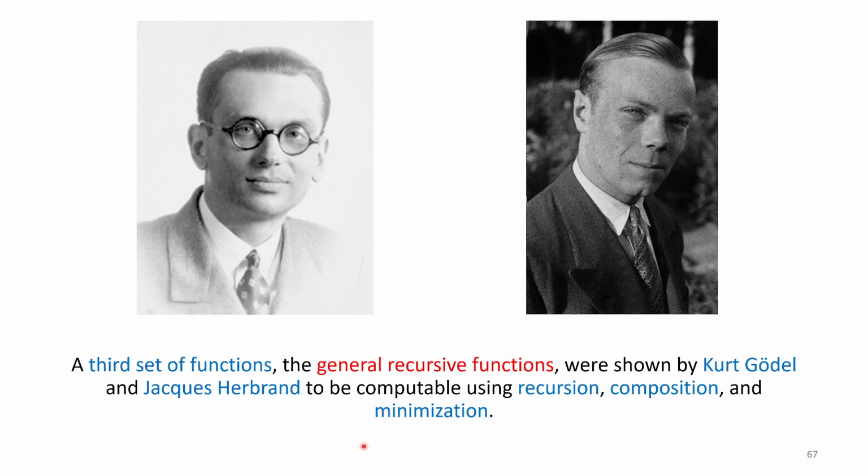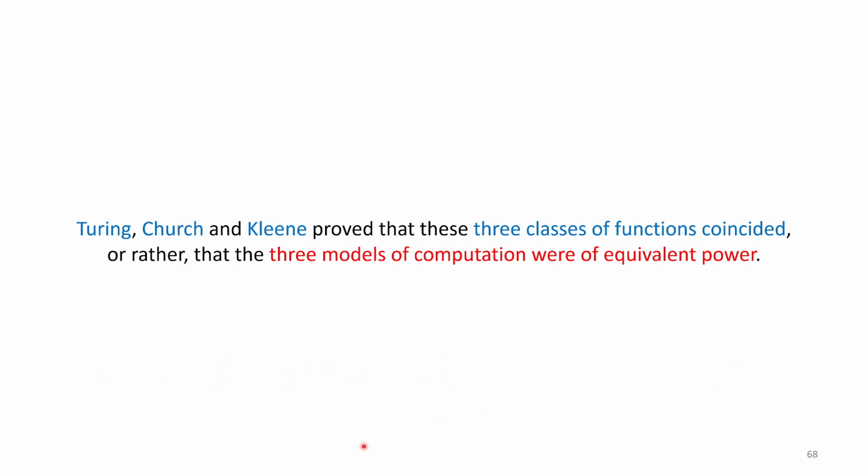Turns out that was not what happened. Instead, what happened is they found that all 3 classes were the same. This was proved by Turing and Church, as well as Kleene, who we saw earlier, the Kleene star is named after him. These 3 classes were all proven to be exactly the same, or put another way, these 3 models of computation, the lambda calculus, the general recursive functions, and the Turing machine and Turing computable functions, are all equivalent in terms of their power for computing mathematical functions.